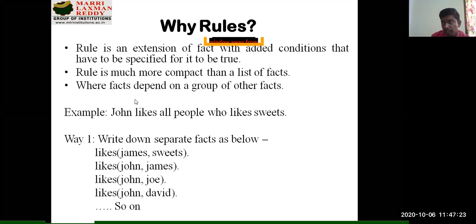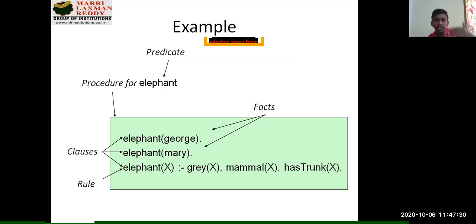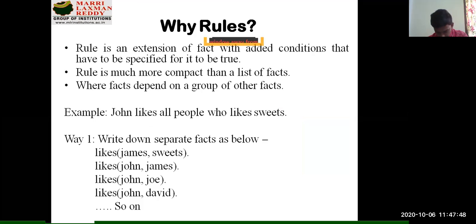Facts depend on a group of other facts. Here you can see one fact called elephant of George, and another fact, elephant of Mary. So there can be a number of relationships between your facts. As I said initially, facts have some relationships, objects have some relationships among them, and rules also have relationships among them.